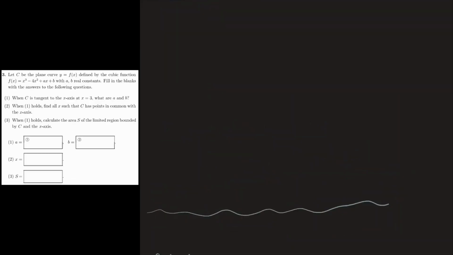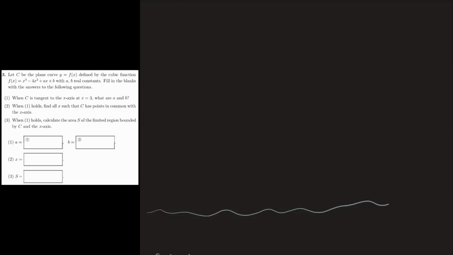Okay, so finally we have the section 3 question, which says, let C be the plane curve y equals f of x defined by the cubic function f of x is equal to x cubed minus 4x squared plus ax plus b, where a and b are real constants. Fill in the blanks with the answers to the following questions. When C is tangent to the x-axis at x equals 3, what are a and b?